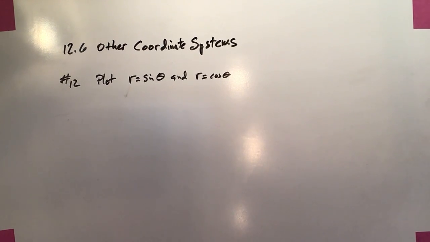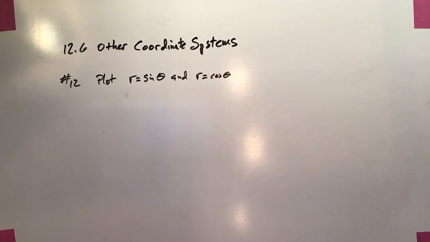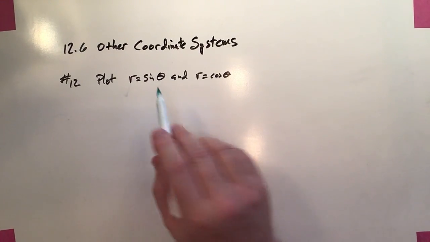Continuing practice problems from section 12.6, other coordinate systems. This one is number 12, and it asks us to compare the polar graphs of these two functions. So let's go ahead and graph them. First, the one on the left, r equals sine theta.